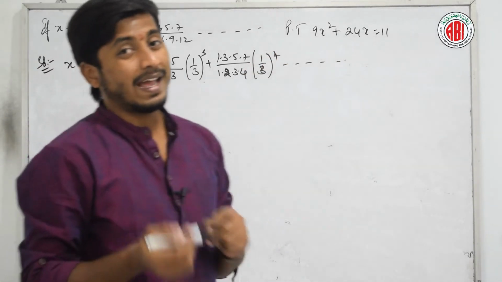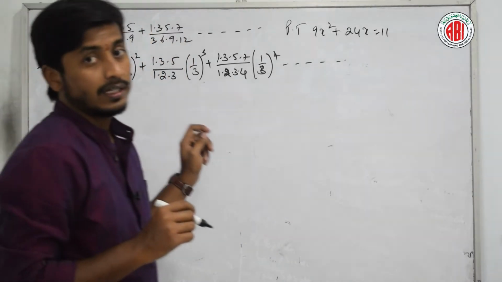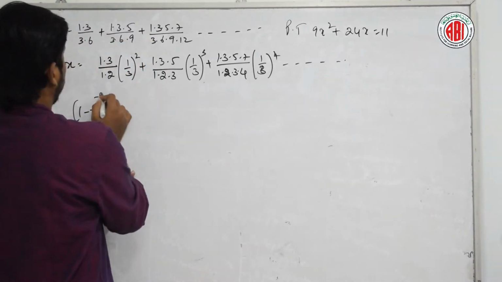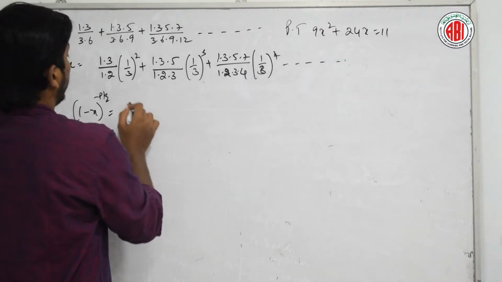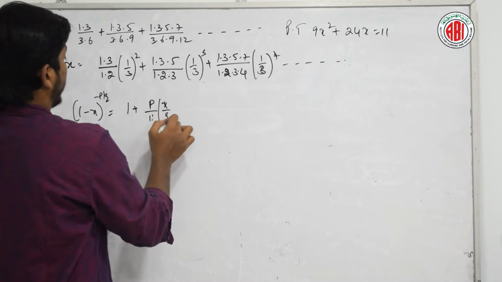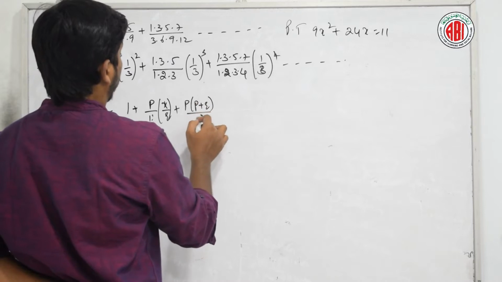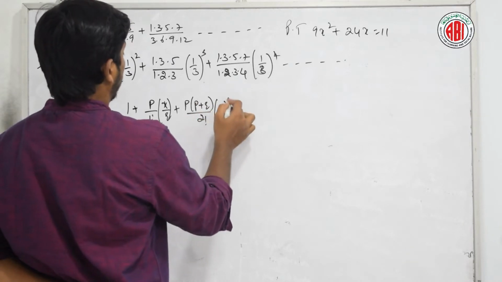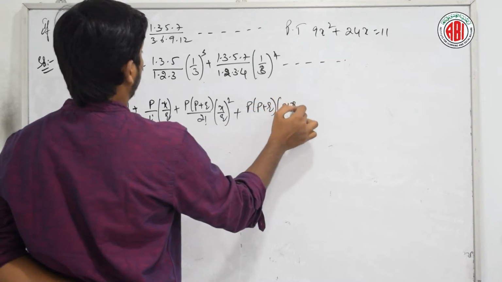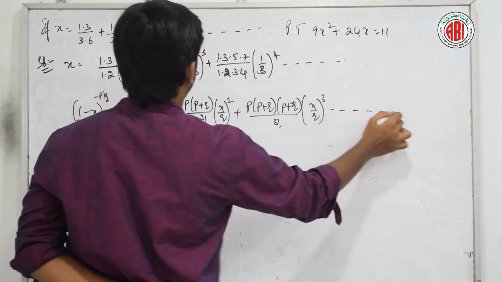So what do we add now? We will just add the first and second terms. What are those? Just tell me. What is the formula now? (1 − x) to the power −p/q is equal to 1 + p/1! into x/q + p(p+q)/2! into (x/q) whole square + p(p+q)(p+2q)/3! into (x/q) whole cube and so on.